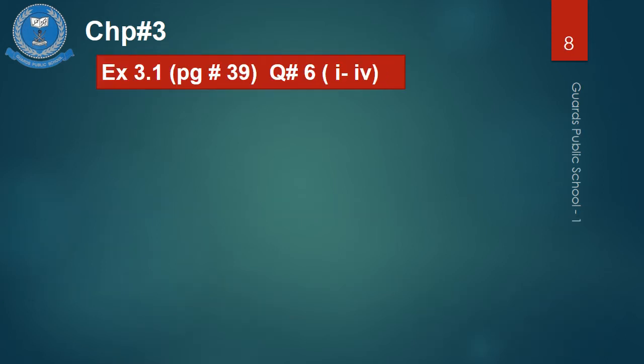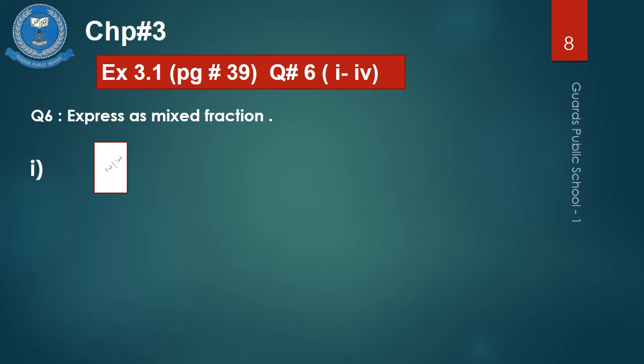Now students, it's question number 6 of the same exercise. How many parts do you have to do? 1 till 4. It's a very interesting exercise. Now I am reading the question for you, question number 6: express as mixed fraction. You can see here an improper fraction, 3 upon 2.